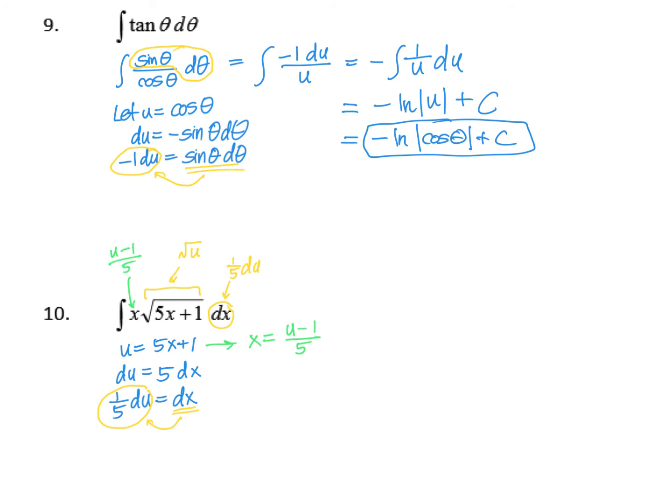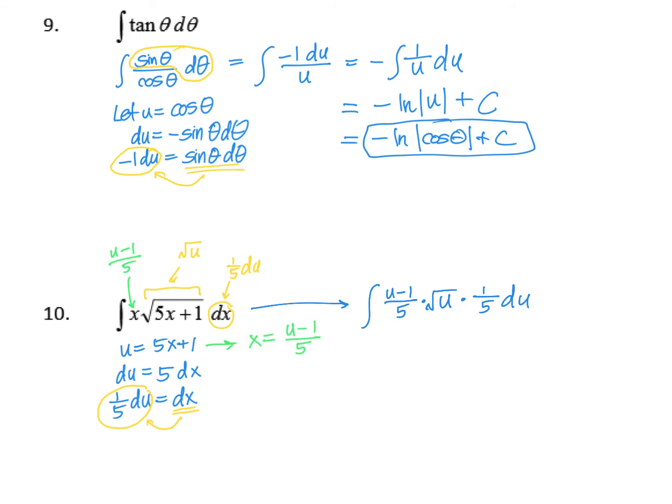Notice that we're going to replace everything with expressions that are in terms of u. So let's bring it all together. I'm going to write it down here. Like I said, the x is going to be replaced by u minus 1 over 5. The root 5x plus 1 is going to be replaced by root u. And the dx is going to be replaced by 1/5 du.